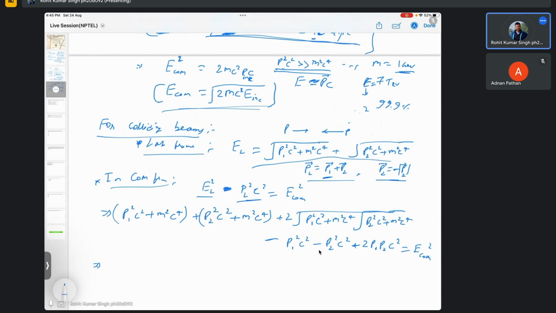Okay, now what will happen, this will cancel, this will cancel this, right? And these two, what are they? These two are the energy of the beams, right? Both beams, these two. So let's write it in the lab frame.